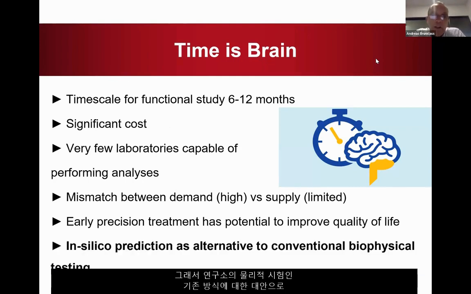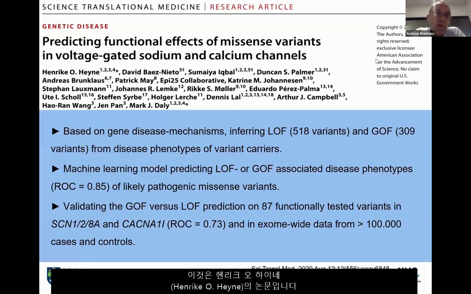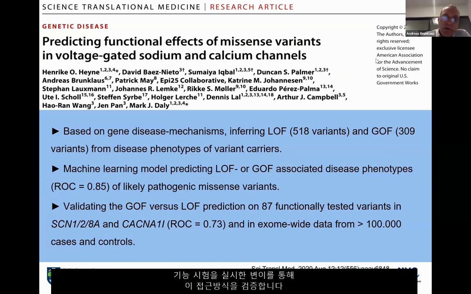So this is where in silico prediction, as an alternative to conventional biophysical testing in the laboratory, comes into play. This is a paper by Henrike Heine that we collaborated with, where Henrike looked at predicting the functional effects of missense variants in voltage-gated sodium and calcium channels. She basically uses the disease phenotypes of lots and lots of patients with different voltage-gated sodium and calcium channel disorders, and from the disease phenotype she infers what the function would be. She then uses machine learning models, and validated this approach with functionally tested variants.